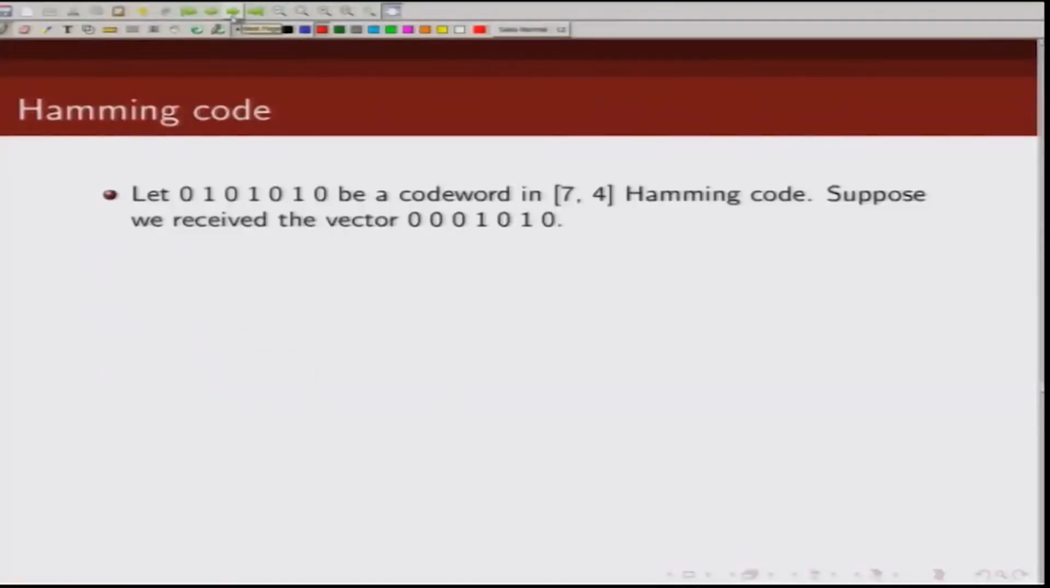So, let us take an example. Let us say this is a code word for this 7-4 Hamming code, and let us assume that a single error has happened and this bit got changed from 1 to 0. Now, given this received sequence, I am interested in finding out what my estimated code word is. First of all, I am interested in finding out whether an error has happened or not, and if the error has happened, I am interested in correcting that error.